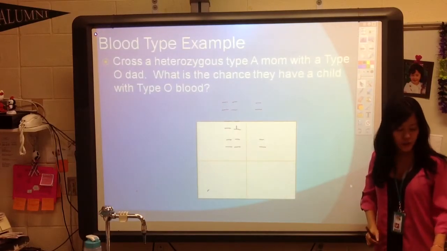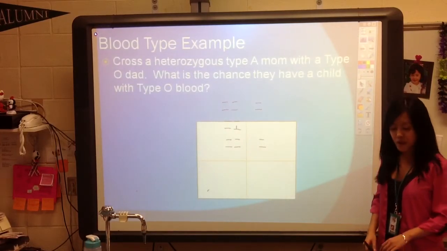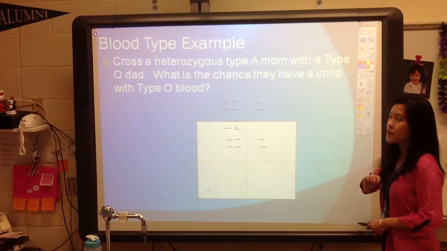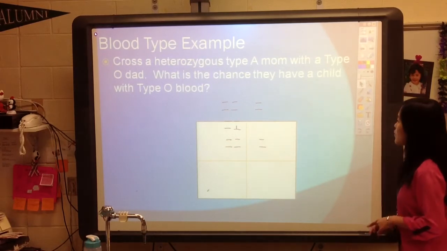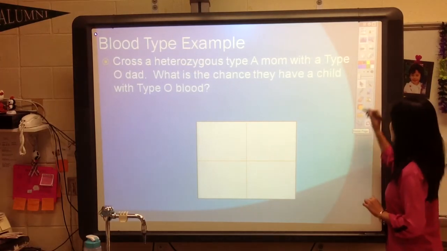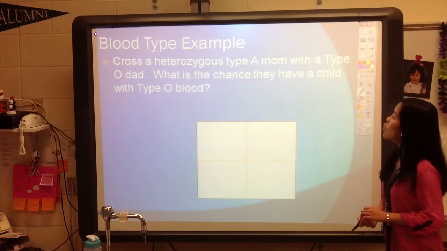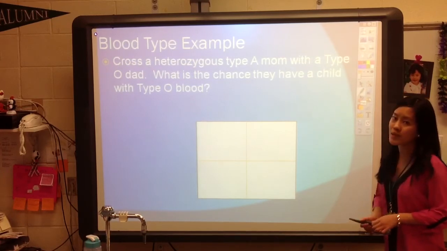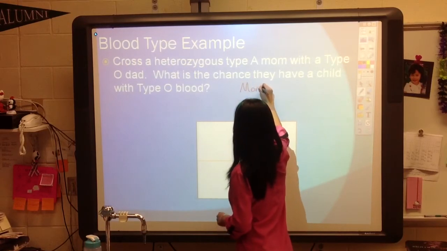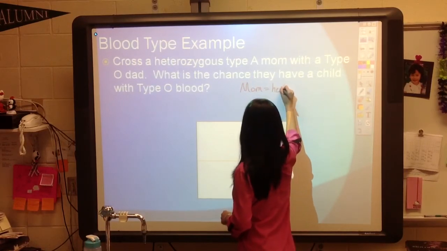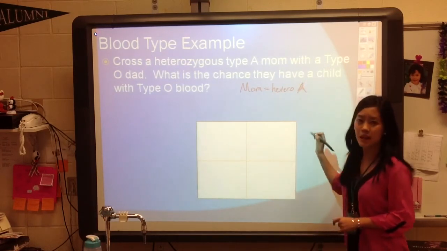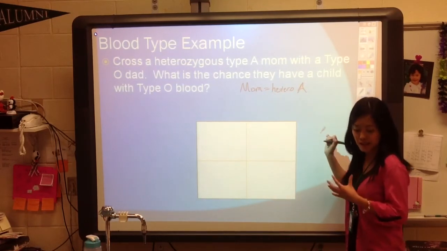So here's a little problem that we can actually use in the Punnett square that we have provided below your notes. Make sure you have that chart filled in. But here's our example. It says to cross a heterozygous type A mom with a type O dad. So make sure you write down that mom is hetero A, so that you have a little example of what this problem is asking for.